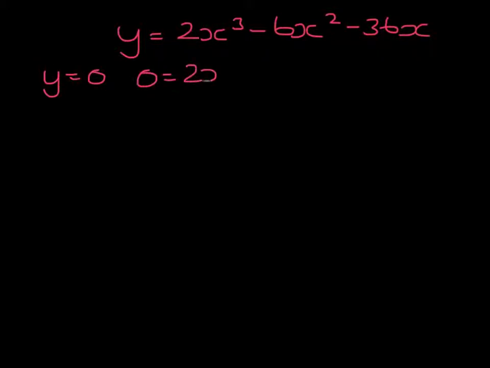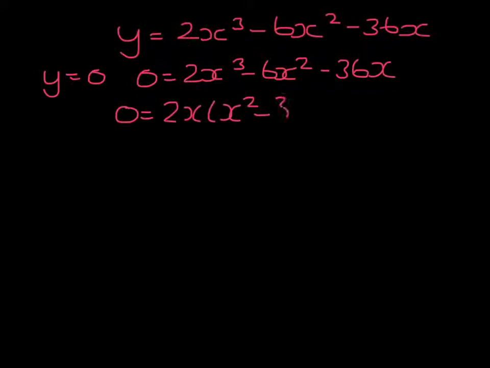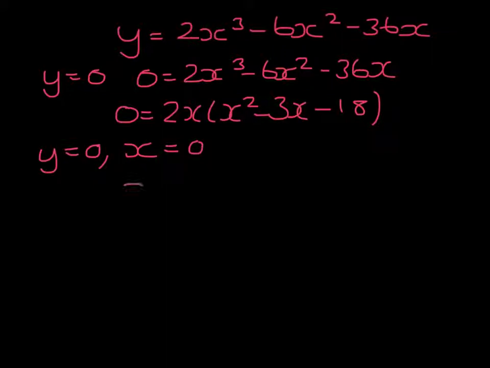So 0 has to equal 2x cubed minus 6x squared minus 36x. Taking out a factor of 2x gives me x squared minus 3x minus 18. So it crosses the axes when y equals 0, x equals 0, and when x squared minus 3x minus 18 equals 0. Now this doesn't factorise, and the clue in the question is giving it to 2 decimal places, so I'm going to use the quadratic formula.